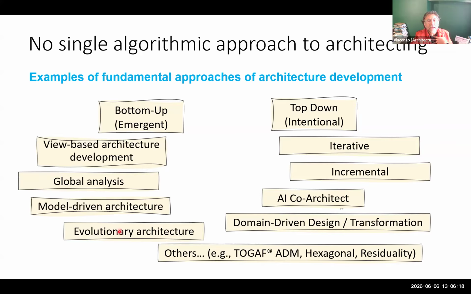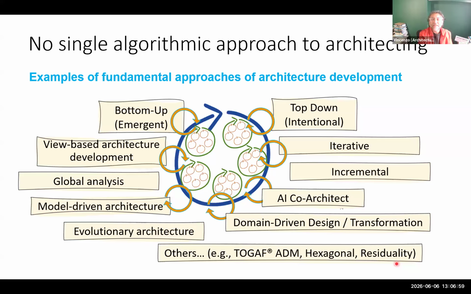I mentioned this. For me, evolutionary architecture is really important. And the other one that I talk about is decision-centric architecting, which is not here, but it's a way of doing architecture which has really surfaced over the past 4 or 5 years. But there are others as well, like the TOGAF architecture development method, hexagonal architecture. There is something which has really surfaced over the past 18 months, which is a new approach labeled residuality architecture.